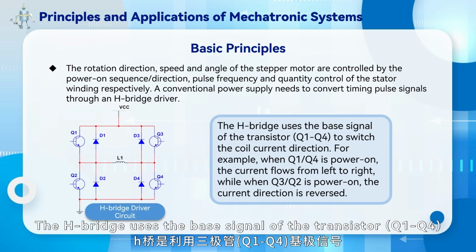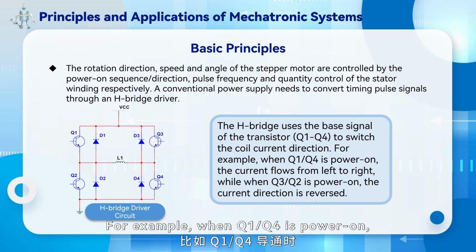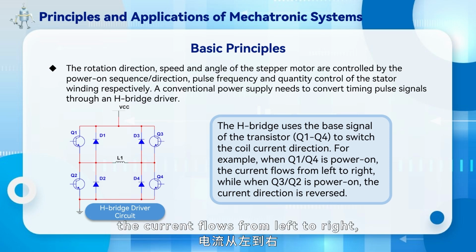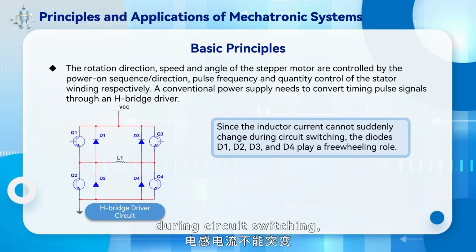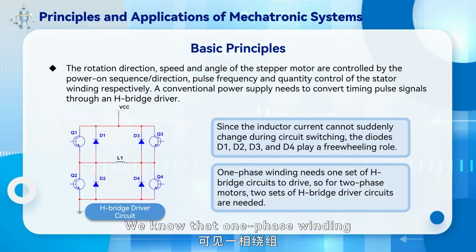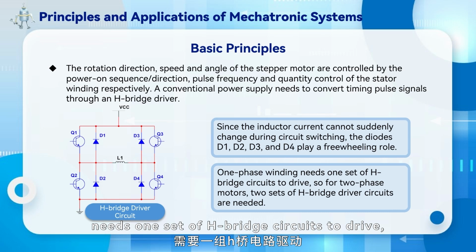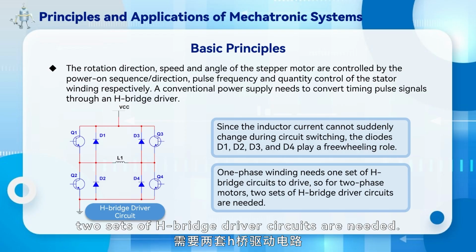The H-bridge uses the base signal of the transistor, Q1 to Q4, to switch the coil current direction. For example, when Q1 or Q4 is powered on, the current flows from left to right, while when Q3 or Q2 is powered on, the current direction is reversed. Since the inductor current cannot suddenly change during circuit switching, the diodes D1, D2, D3, and D4 play a freewheeling role. We know that one-phase winding needs one set of H-bridge circuits to drive, so for two-phase motors, two sets of H-bridge driver circuits are needed.